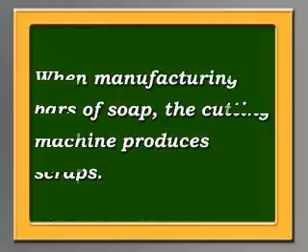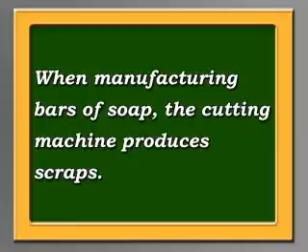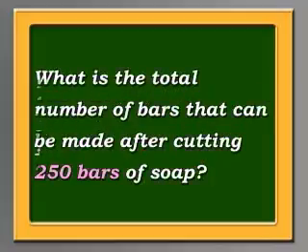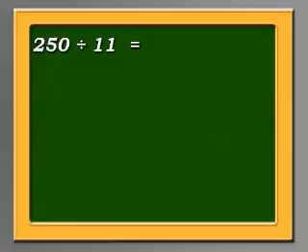Problem 1. When manufacturing bars of soap, the cutting machine produces scraps. The scraps made from 11 bars of soap can be made into 1 extra bar. What is the total number of bars that can be made after cutting 250 bars of soap? Well, of course, we have to divide 250 by 11. Can you do that?